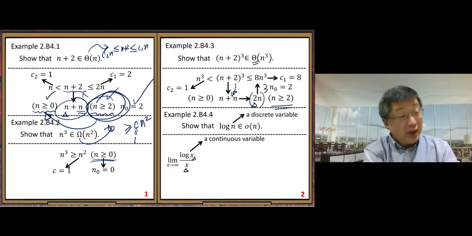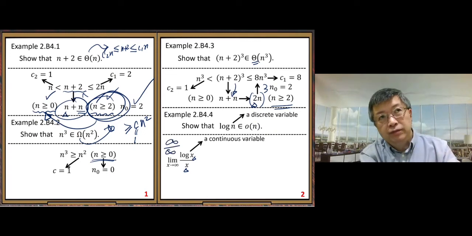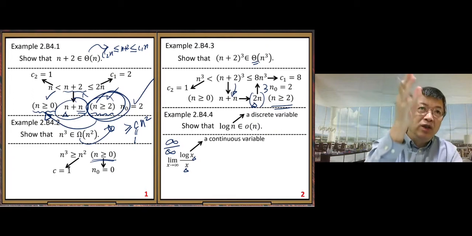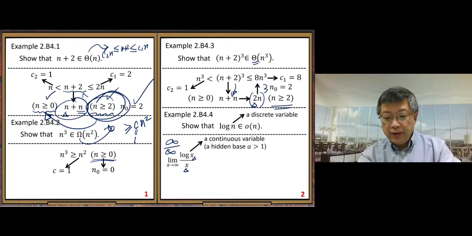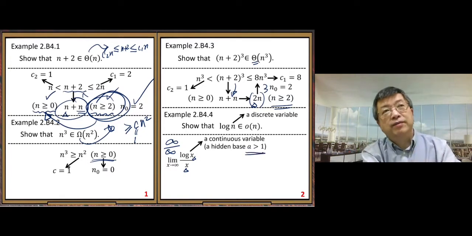So, L'Hopital's rule. Now, let's check if we can apply L'Hopital's rule here. Because this ratio is an infinity over infinity indeterminate form, it is okay, we can use L'Hopital's rule. And remember, for the base, we assume some a greater than 1.